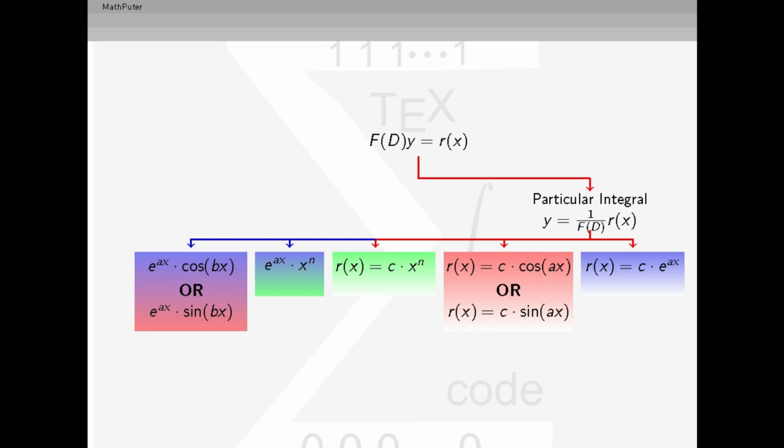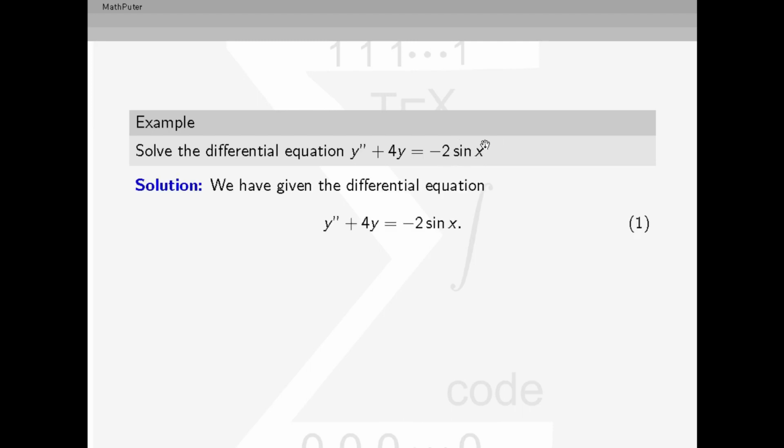So let us start with a particular example. We are given the differential equation y double dash plus 4y is equal to minus 2 sin x. This is the right hand side which contains the trigonometric function sine. Equation 1 is this equation, y double dash plus 4y is equal to minus 2 sin x. We represent the equation in terms of D squared y plus 4y is equal to minus 2 sin x.